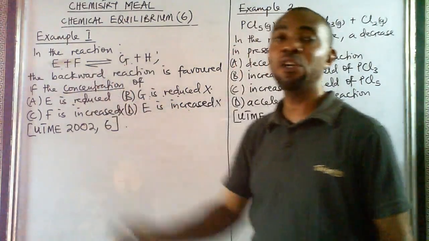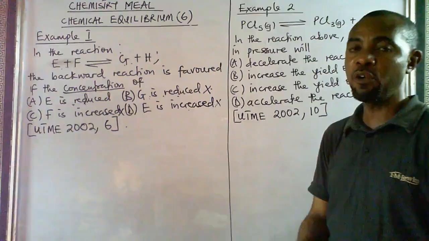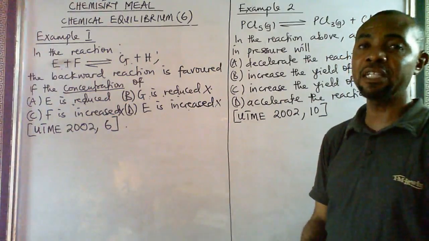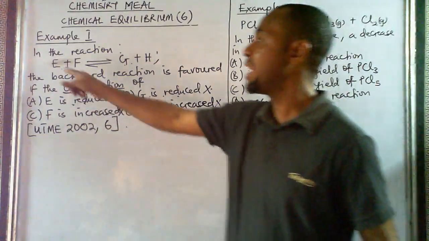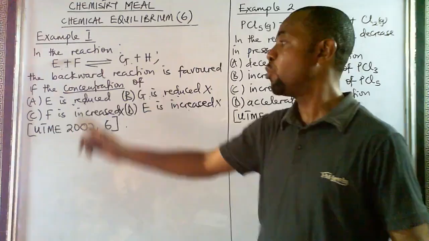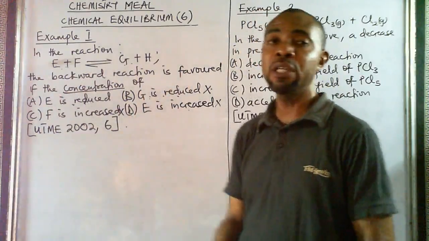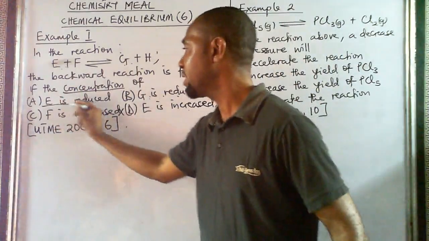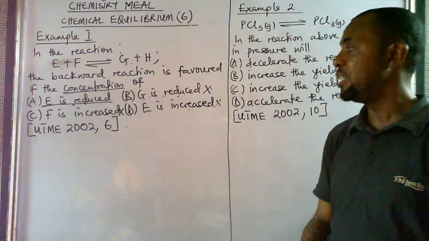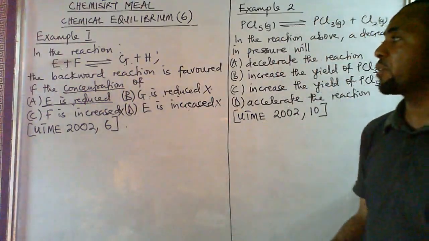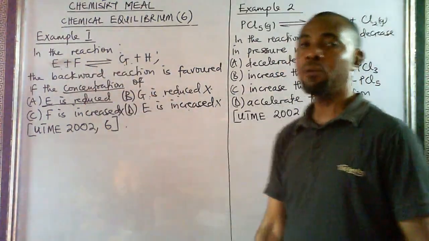Decreasing concentration of the reactant will favor backward reaction. And E is a reactant. So when we reduce E or decrease E, it will favor the backward reaction. So the correct answer is this, when E is reduced. So decrease in the concentration of the reactant will favor backward reaction.